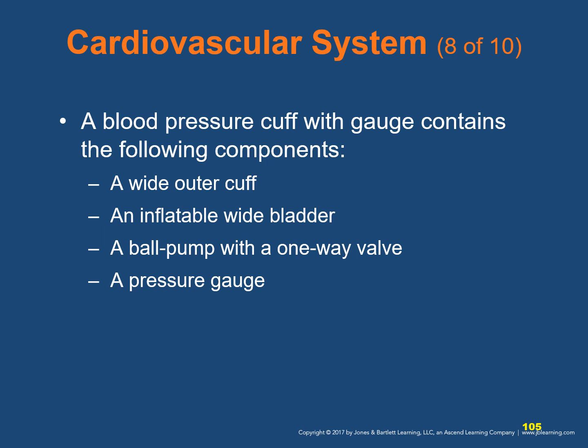A blood pressure cuff with a gauge contains the following components: a wide outer cuff, an inflatable wide bladder sewn into a portion of the cuff, a ball pump with a one-way valve, and a pressure gauge calibrated in millimeters of mercury.